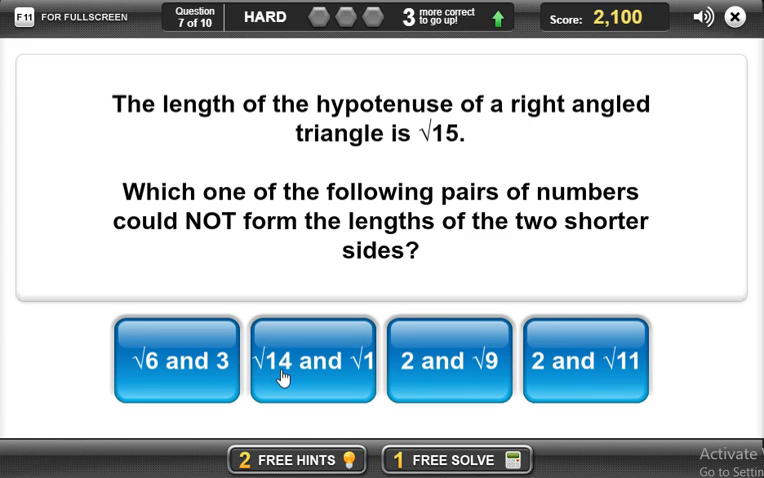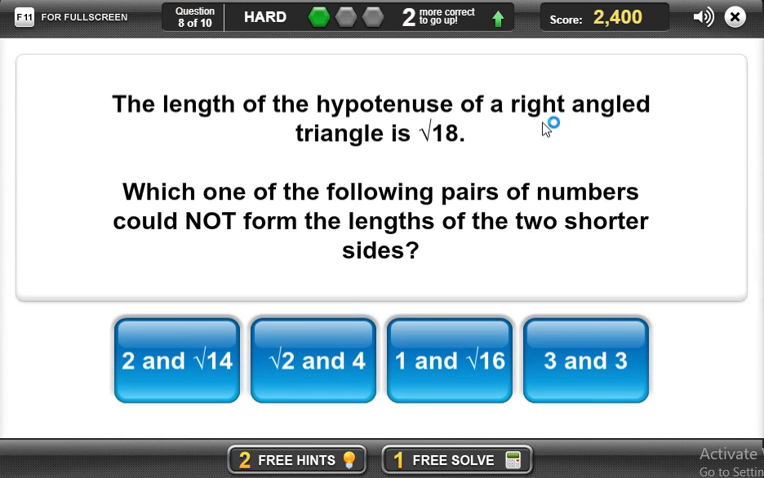This one here, if we square this, we get 14, square this we get 1, so we've got 15, that's okay as well. Square 2, we get 4, square this, 9, so 4 plus 9 is 13. Well, that's different from the 15, so we're looking for one that does not form the lengths. So in order to form the lengths of the other two sides, it would have to be 15 when you add the squares together, so that one does not.